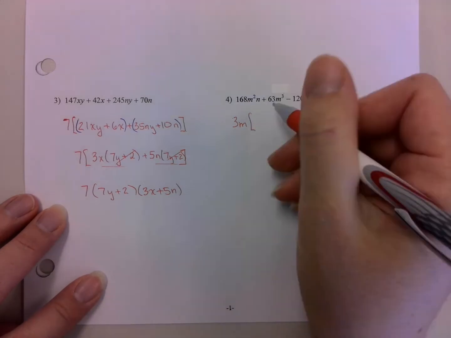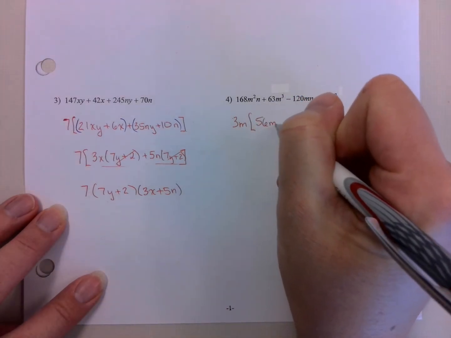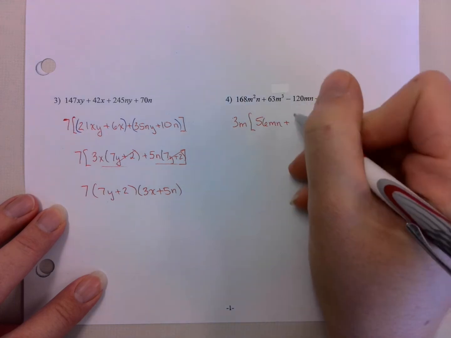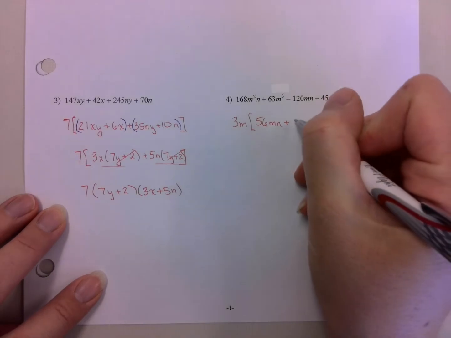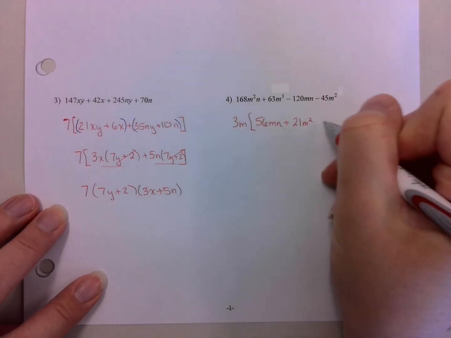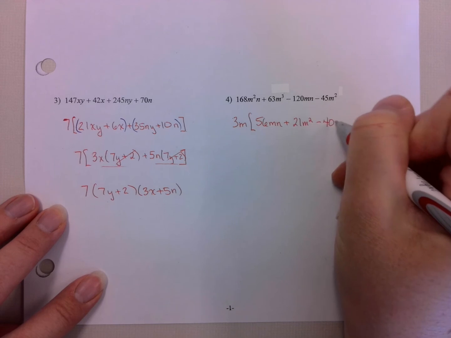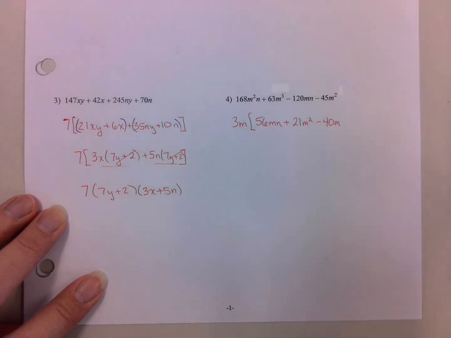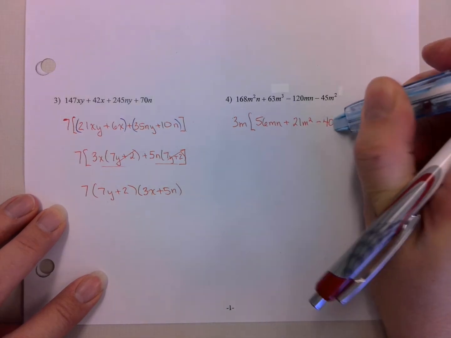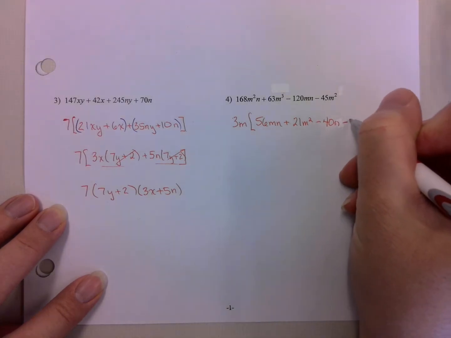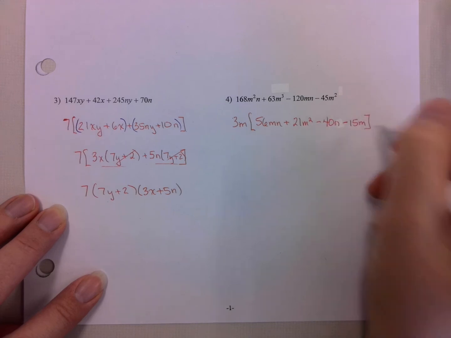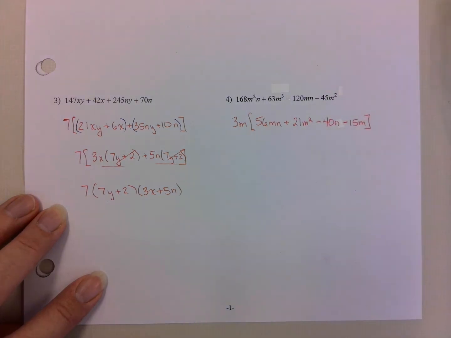I get 56mn plus, what am I dividing by? 321 is what I should get, which is 21m squared minus 40n, oops, I just said it, minus 40n, and what do I have? 45? Sorry, I got distracted. And that'd be 15m. But I'm just double checking myself, yes.